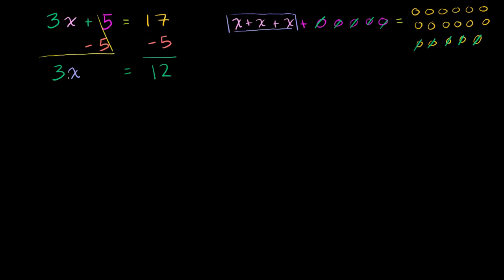So now we have it in a pretty straightforward form. 3x is equal to 12. All we have to do is divide both sides of this equation by 3. So we're just left with an x on the left-hand side. So we divide by, let me do this pink color. So you divide the left-hand side by 3, the right-hand side by 3.